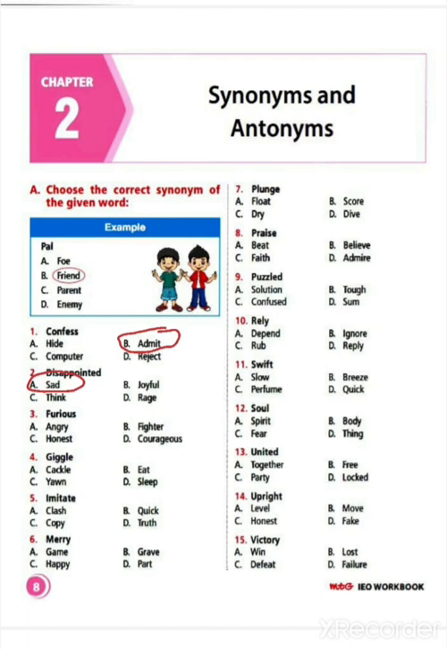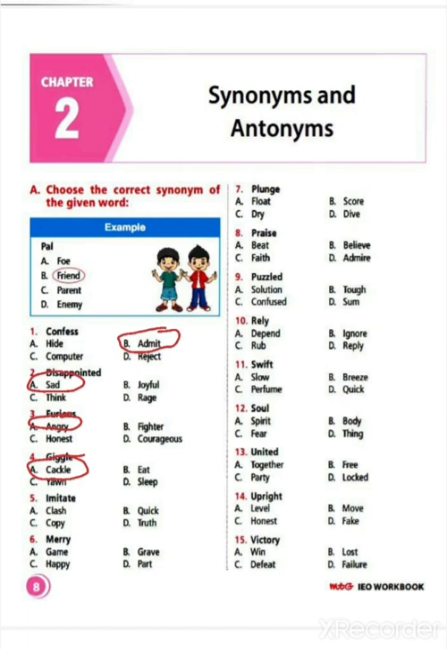Coming back to question number 3, the word is furious. Options are angry, fighter, honest, courageous. So the word closest to the meaning of furious is angry. So option A, angry. 4, giggle. Options are cackle, eat, yawn, sleep. So closest to giggle is the word cackle. Giggle also means laughing and cackle also means laughing.